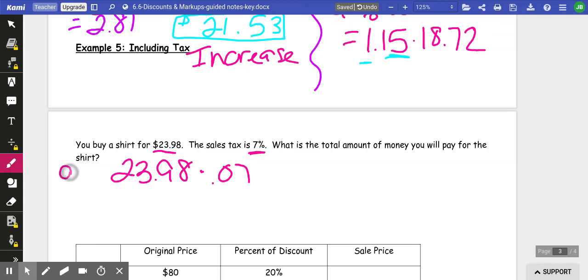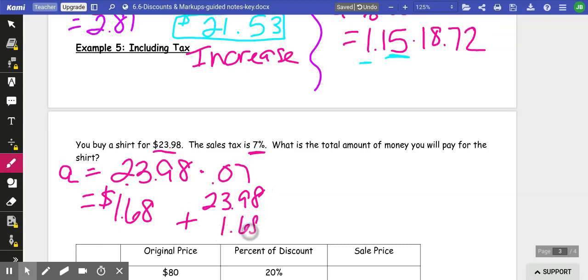So I'm going to find my part. When I multiply those two things together, I get 1.68. So that means the total amount that I would be paying for the shirt is $23.98 plus the 1.68. You have to line up your decimals. So you would get $25.66.